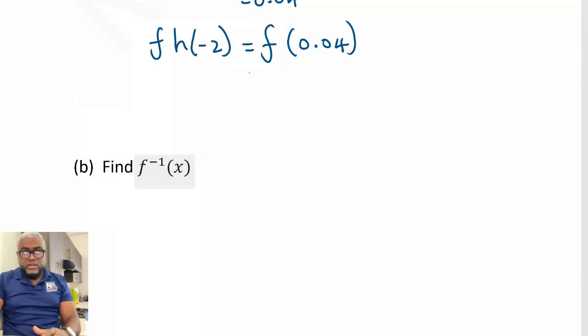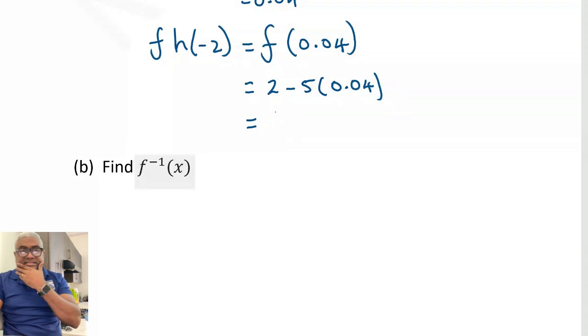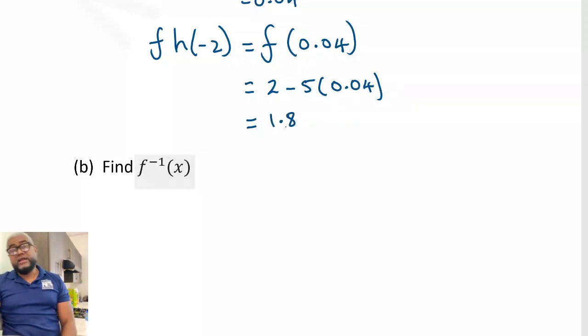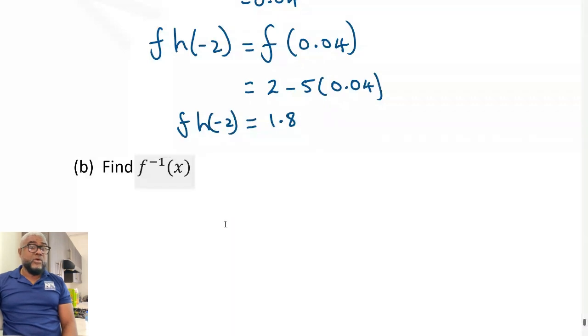It will be 2 minus 5 by 0.04. Plug that in on the calculator. Give me the answer. So that is 1.8. Yeah, 1.8. Right. Everybody good here? So this is actually f of h of -2. This is what it is. Right? One more question to do. Two more.